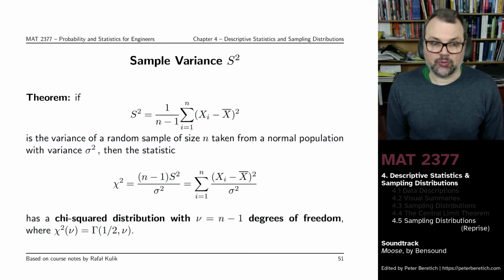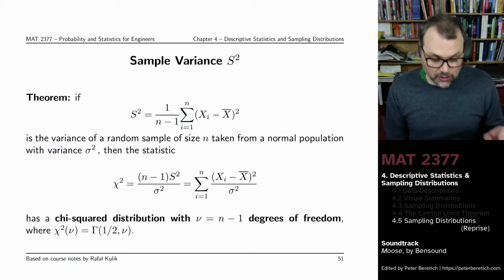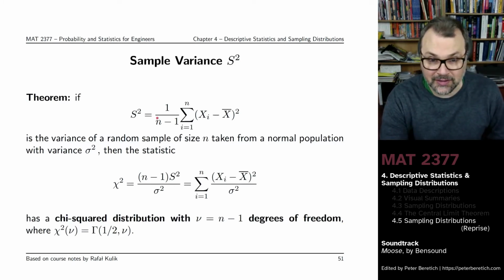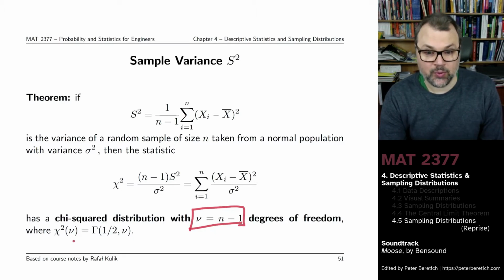Assuming you take it from a normal population with variance sigma squared, not always guaranteed, but in this case this is what we assume, the statistic chi-squared, which is going to be n minus 1 times s squared, so that has the effect of canceling the denominator, divided by sigma squared, should follow a chi-squared distribution with n minus 1 degrees of freedom. We call this quantity here nu. And this chi-squared with nu degrees of freedom, chi-squared is a special case of the gamma distribution, where the first parameter is exactly 1/2, and the second parameter is nu.